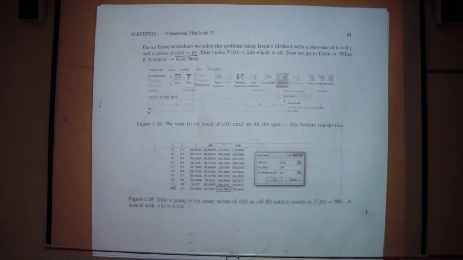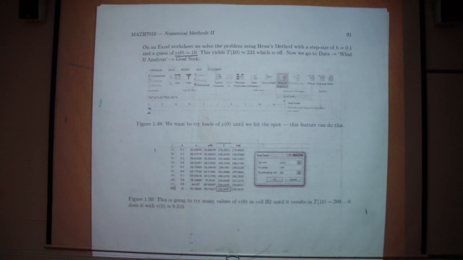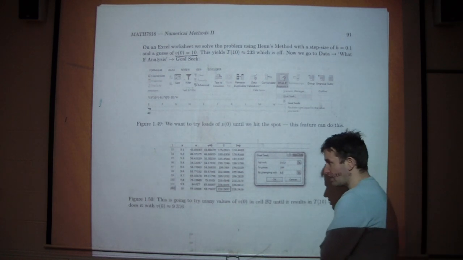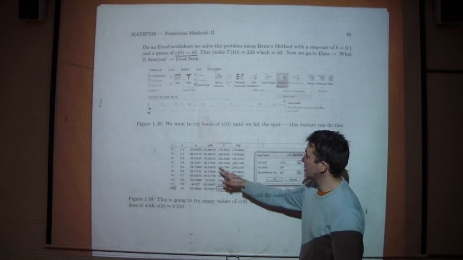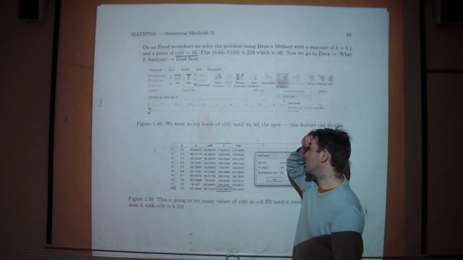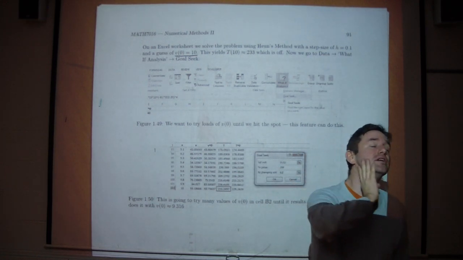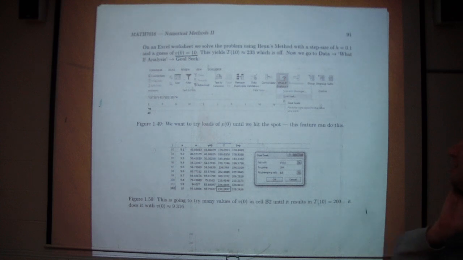You want to do this in Excel, not in VBA, where you can use this goal seek function. So let's see what I've done here. On an Excel worksheet, we solved the problem using Heun's method. Now in Heun's method, if we're not doing it like Runge-Kutta, we've got V, we've got T, we've got a V predictor and a temperature predictor. You wouldn't do Runge-Kutta style Heun's method in Excel, but in VBA.